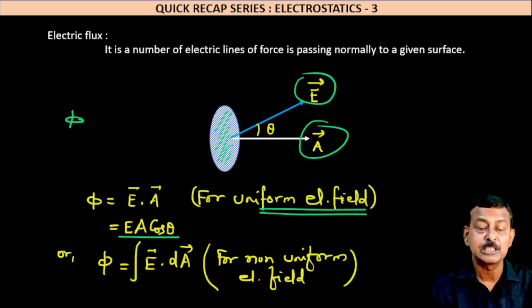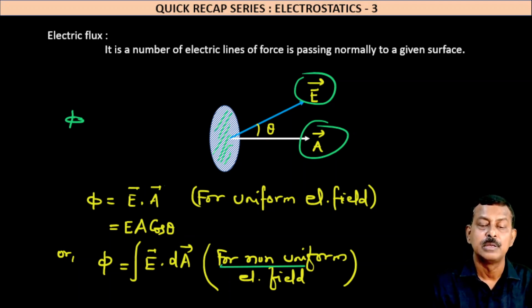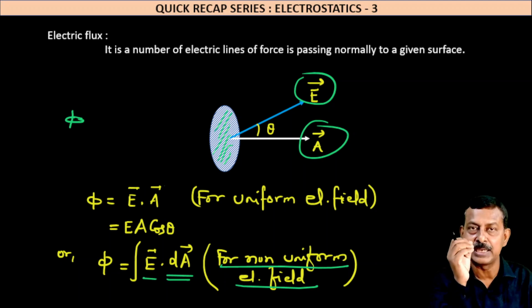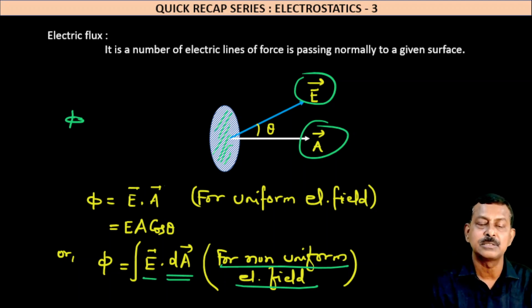But if the electric field is not uniform, so for non-uniform electric field, it will be given as integral of E dot dA. We take an elementary area dA, and it is the dot product of E and dA, and we will integrate for the entire surface there. So that is why we write it as the integral of E dot dA. This will be the expression for non-uniform electric field.